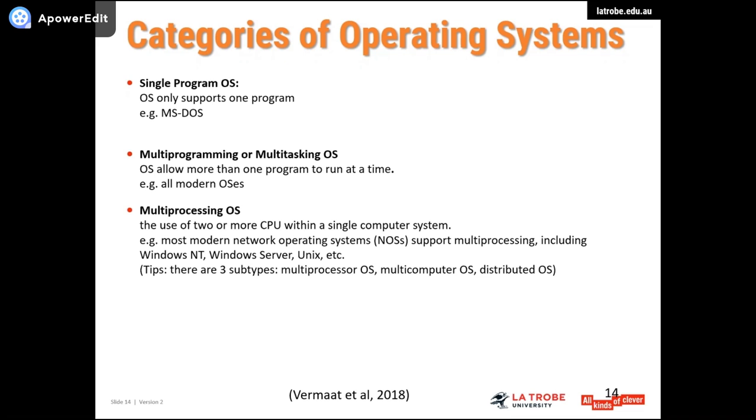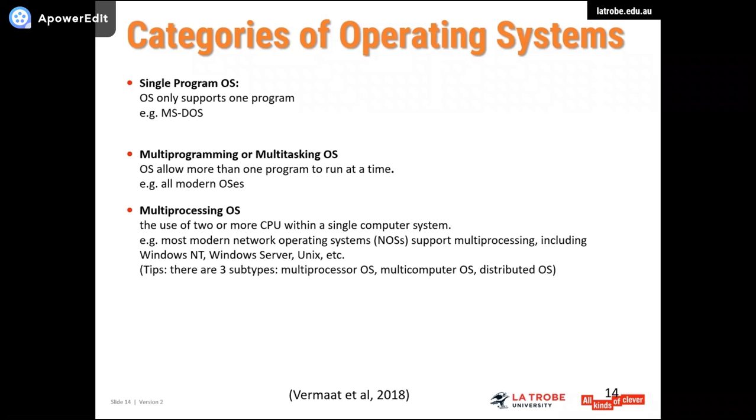The next category is called the multi-programming or multitasking OS. I would say most modern OS fall into this category, like our Windows 10, Windows 7, or even Mac OS. They are all this kind of OS because they allow more than one program to run at the same time.